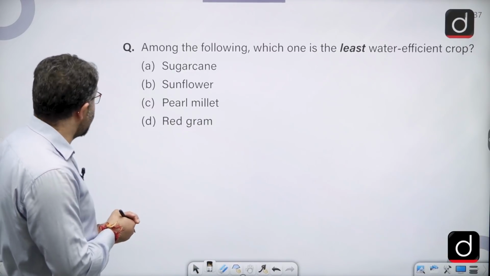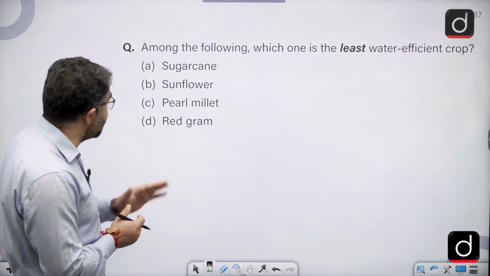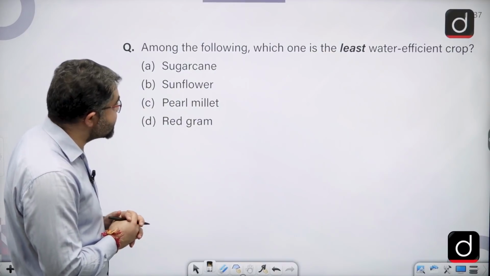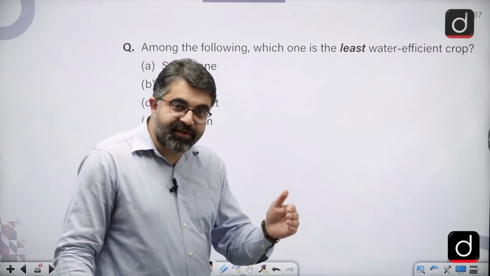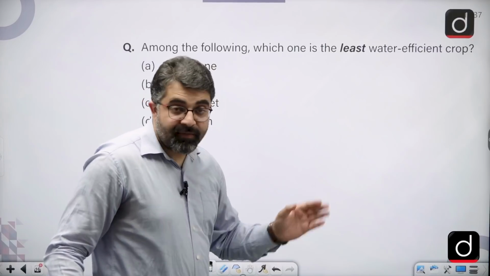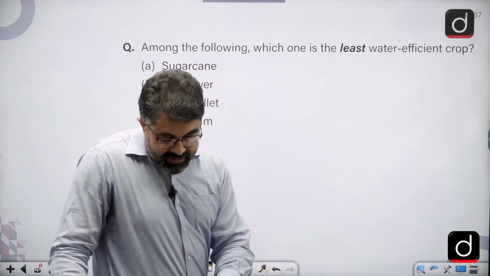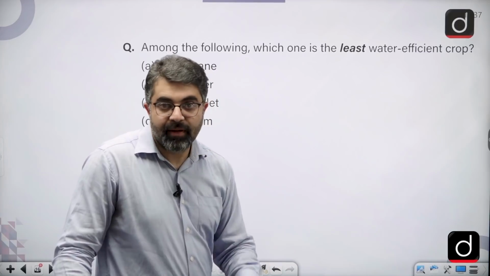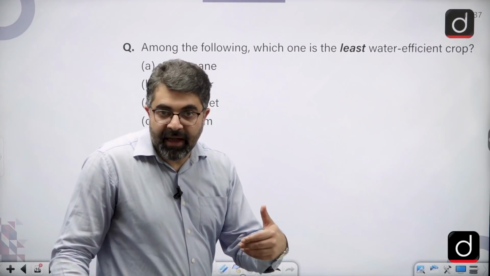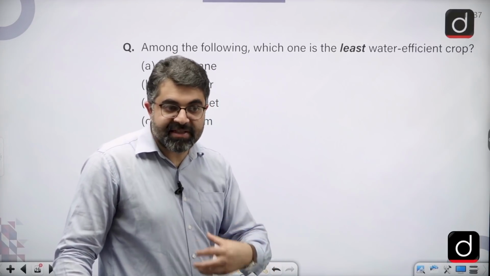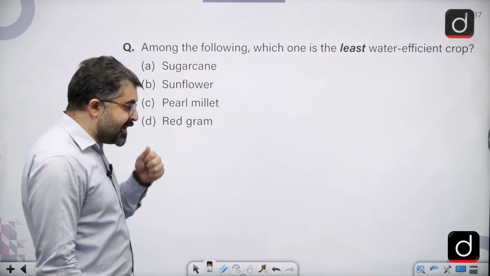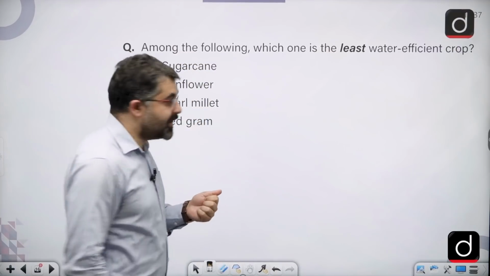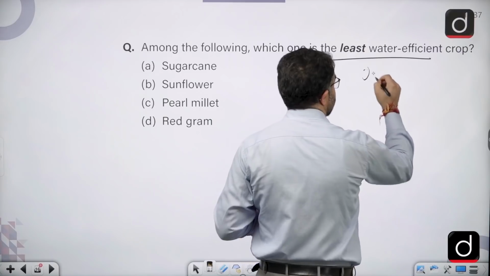Then, which among the following is the least water efficient crop? Now, what is a least water efficient crop? The question would have been simpler if it was asked on a water demanding crop. Least efficient crop means it needs more water, right? It needs more water.